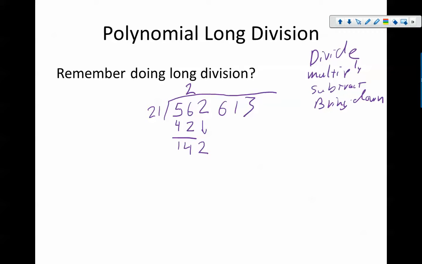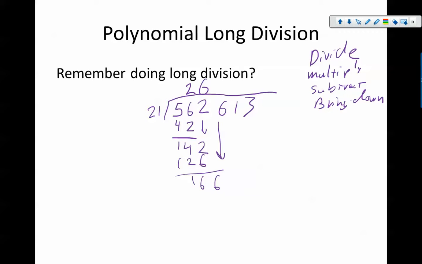So let's do a couple more steps of this. We won't do the whole thing. 142 divided by 21, that's 6, or 6 goes into it. It's not exact. And then 6 times 21 gives us 126. Then we subtract, and that's 16. And then we bring down the 6.